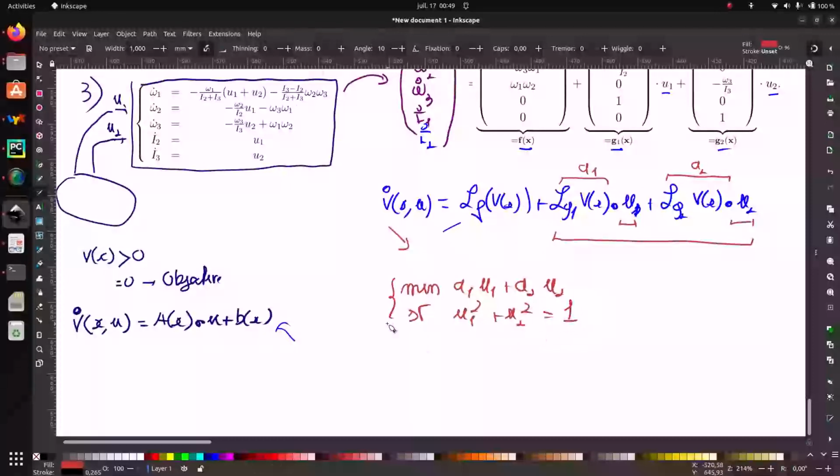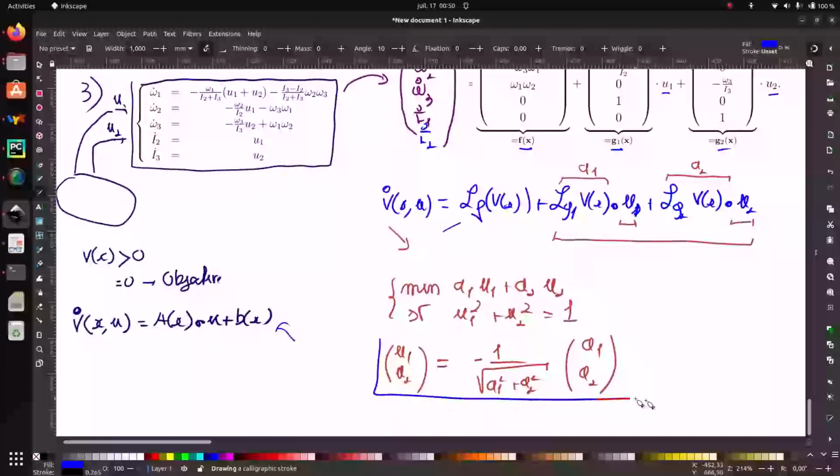If I solve this minimization problem, then I can see that u1, u2 should be collinear to the vector A1, A2, but in the other direction. So it should be something like minus 1 divided by the square root of, so the norm of the vector A1, A2, multiplied by A1, A2. So this gives me the controller I will use to decrease the objective function V.